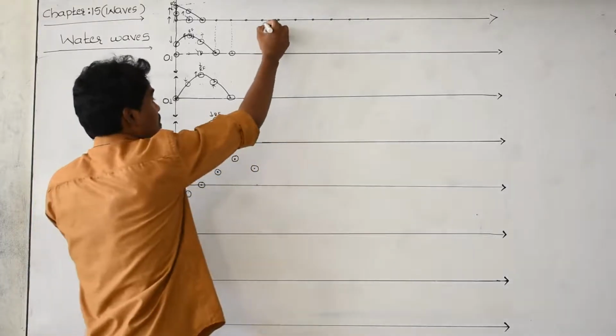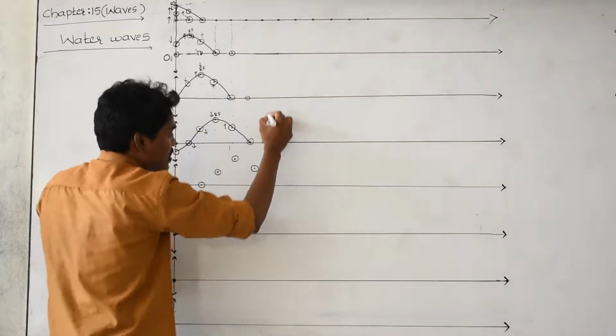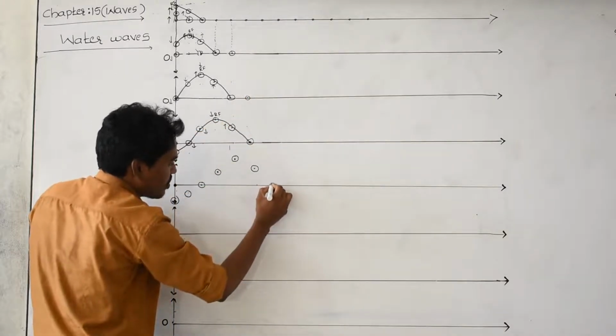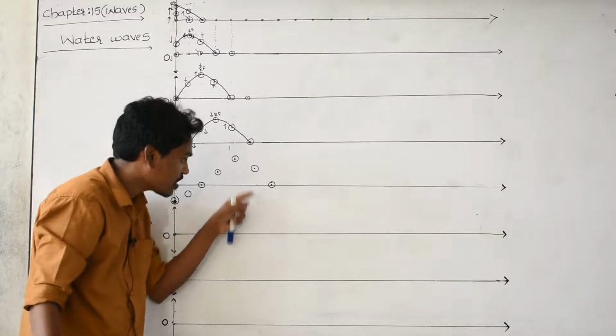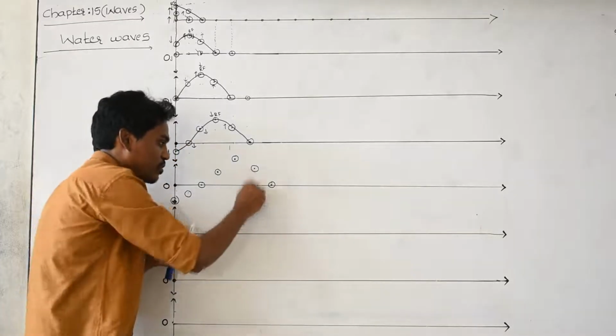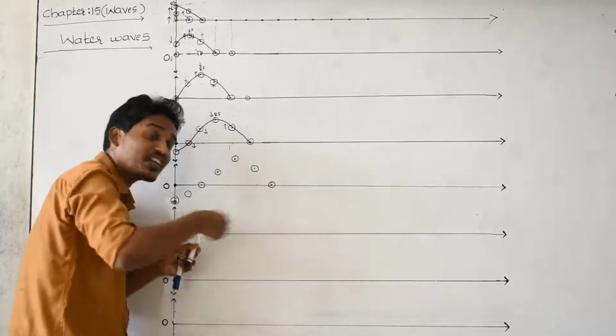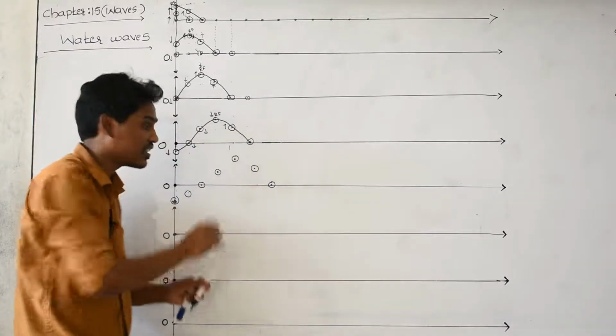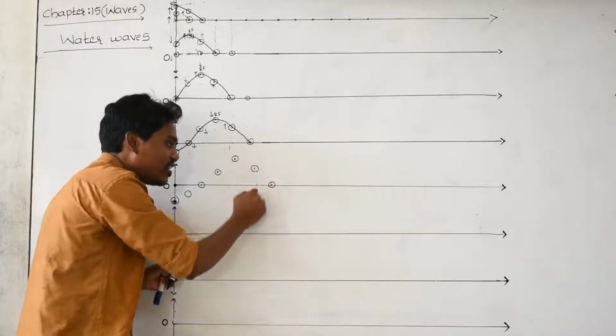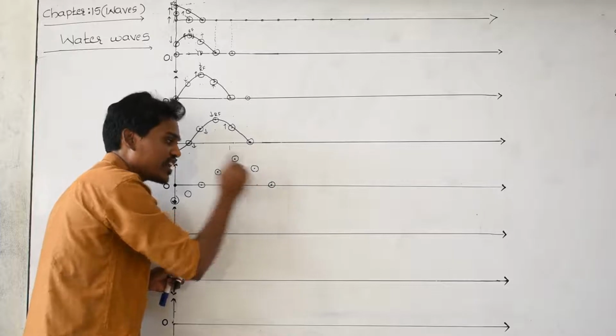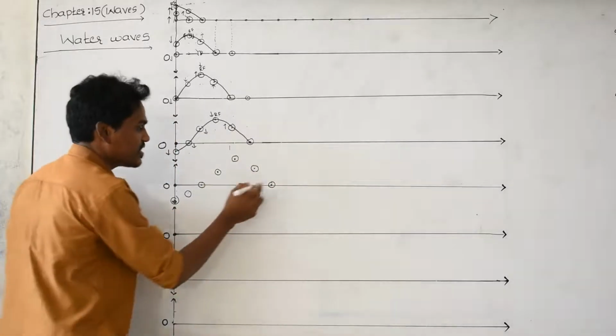And what about this next particle? This next particle, it is at rest. Why? Because the disturbance given by this particle is not yet reached to this one. That's why it is in rest.